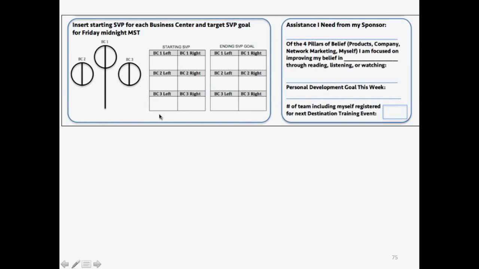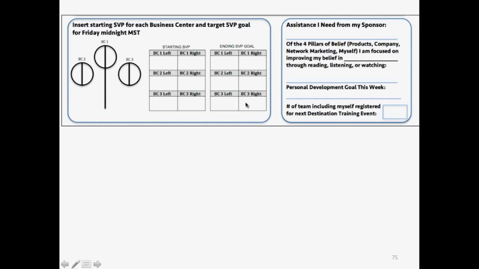If you don't know what this means, then you're going to have to call your sponsor or your USANA mentor and have them explain to you how this works. But this is basically your paycheck where it starts. And then your ending SVP goal is what your points need to be in order to achieve that $400 or more paycheck.